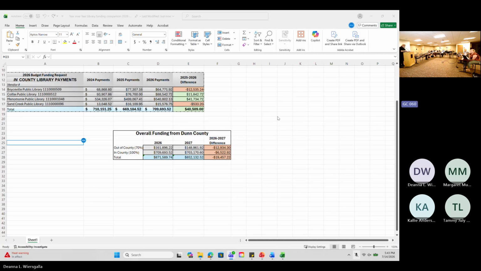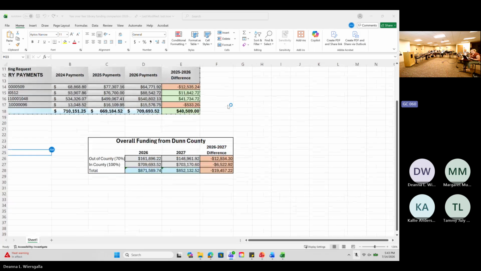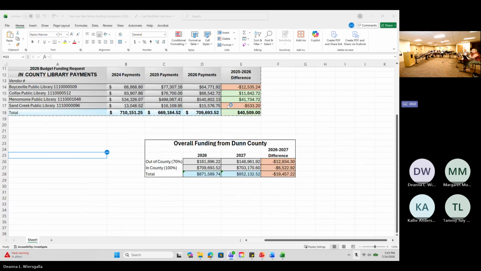So the other thing I wanted to show you is on this particular part of the graphic, that next line, the difference between 2026 payments and what we're scheduled for 2027. There was that $40,000. So we actually went up between 2025 and 2026 in the amount of funding that was requested. However, what we're looking at for 2027 is a decrease from $871,000 to $852,000. So we're actually looking at a decrease overall of funding requests of about $19,000.